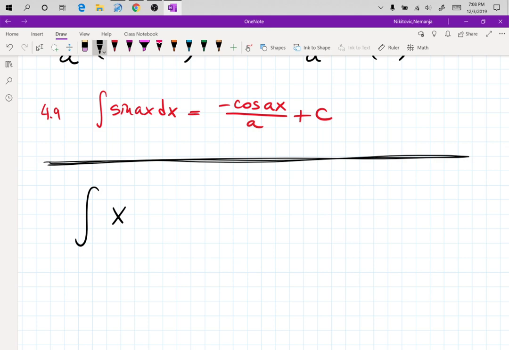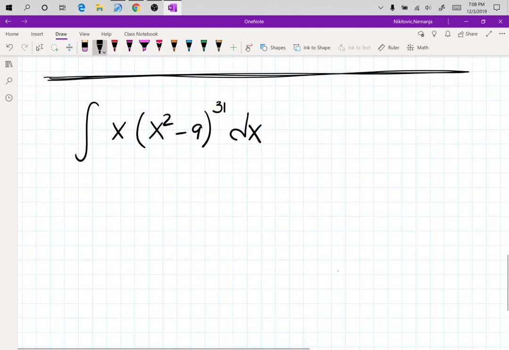Integral of x squared minus 9 to the 31st power dx. I really don't want you multiplying these things. That's unfortunate, huh? I know, right?